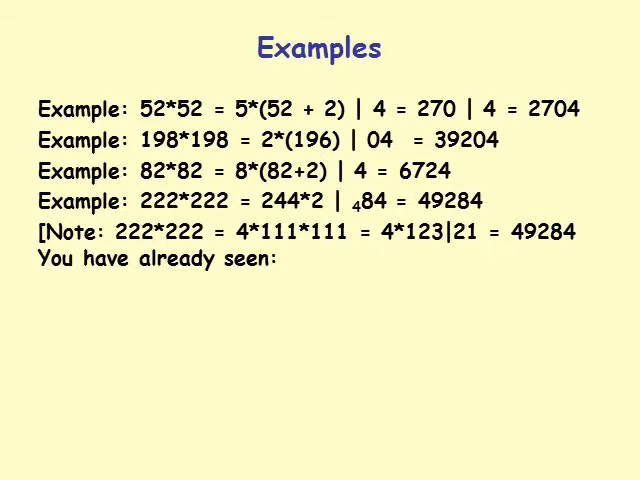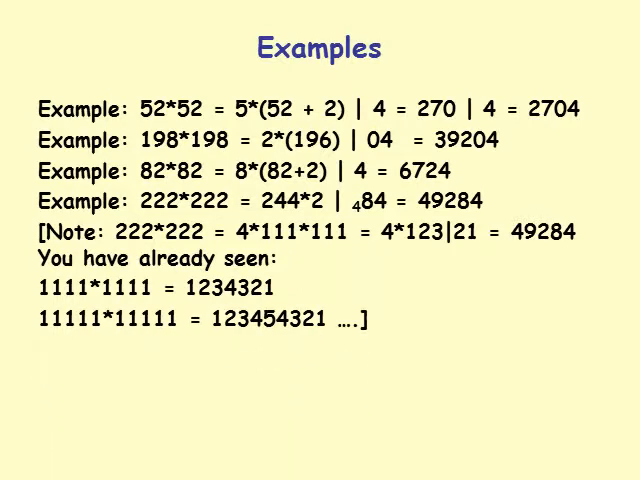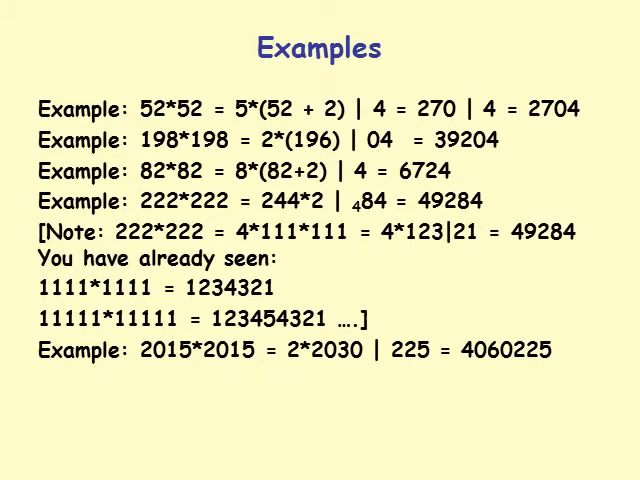You have already seen numbers like this before. 1111 times 1111, the square of ones, is 1234321, like that. And 5 ones is that, and so on.